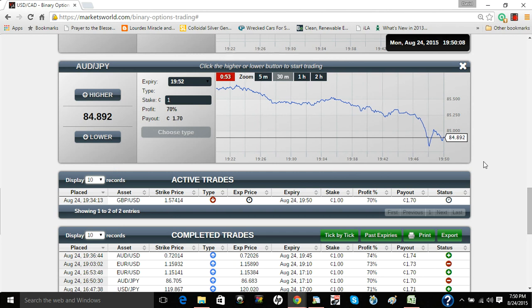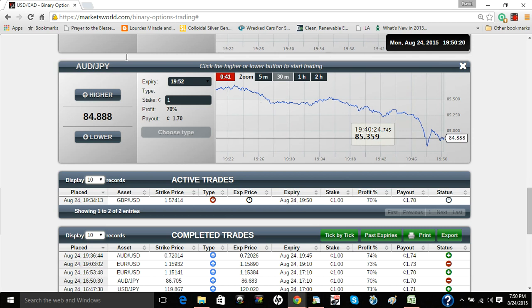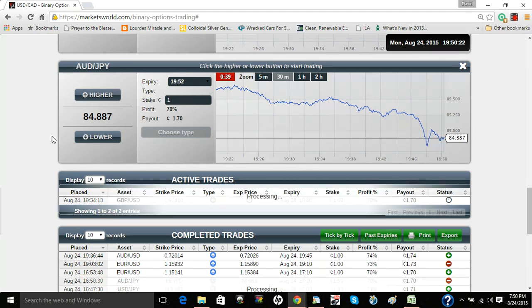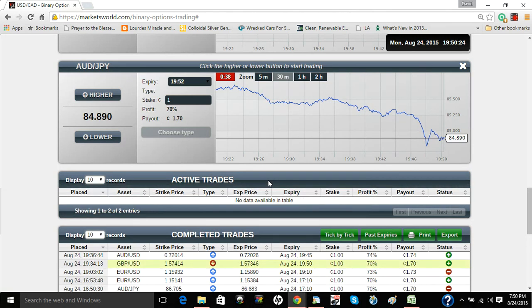All right, looks like it has just expired. The time here is already past 1950. It says expiration time is 1950. I'm just waiting for this to refresh. There it goes. It usually takes about 20 seconds for whatever reason.